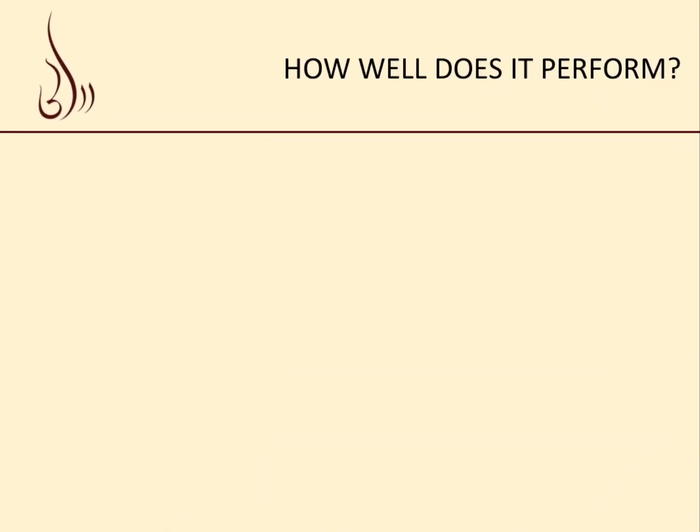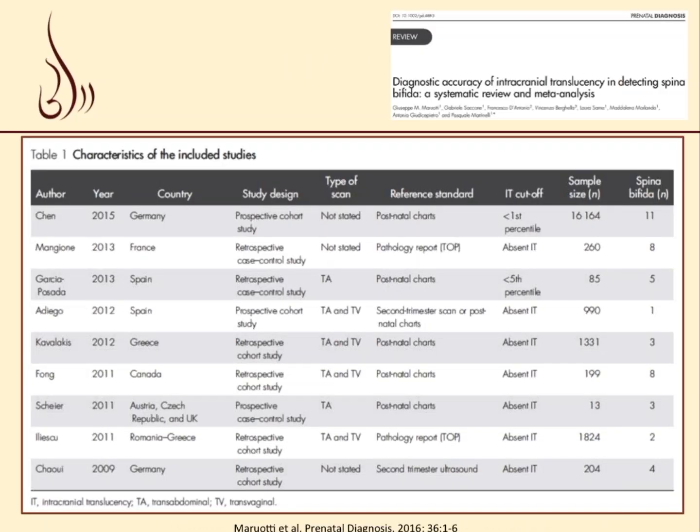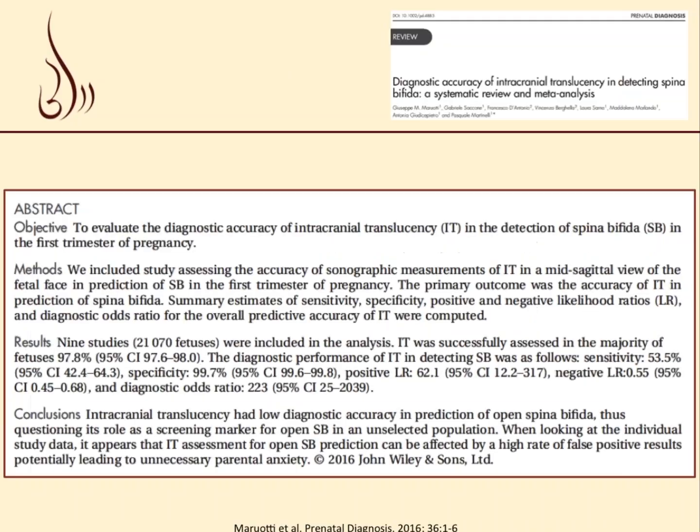So how well does it perform? There was a recent systematic review and meta-analysis looking at the intracranial translucency, and we have to be very careful with the introduction of any new markers. They looked at various prospective studies, and what they showed is that the intracranial translucency by itself had low diagnostic accuracy in prediction of open spina bifida, where its sensitivity was only 53.5%. It is highly specific at 99.7%.